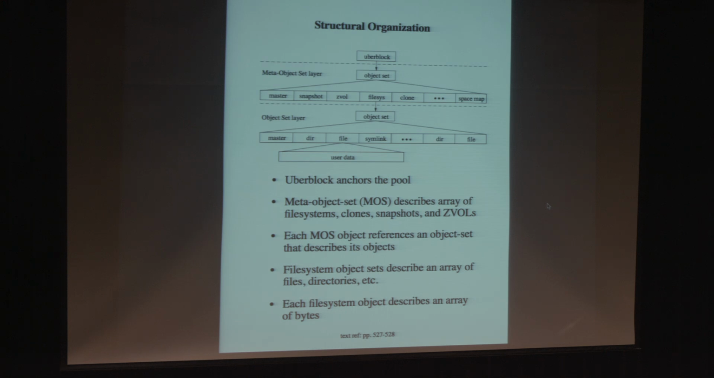And in the meta object layer, the top layer there, we also have the space map, because that's where we're actually keeping track of the blocks that are free and the blocks that are being used among all the different file systems. So normally space maps are down in file systems. Here it's up in the pool, because the pool is the level where we're managing the blocks.